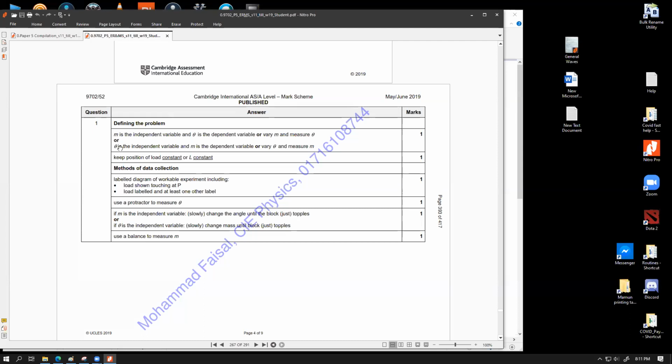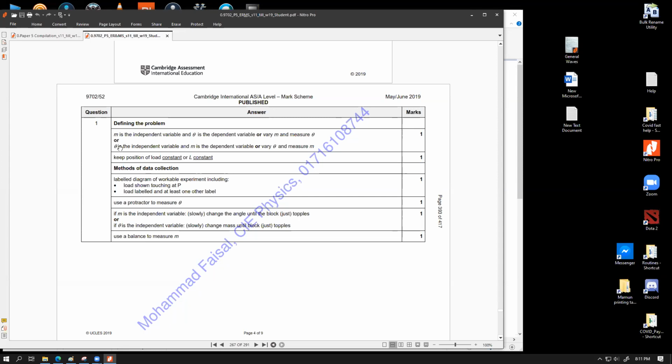Just a second, let me look at the rest. Use a protractor to measure theta. So they have only mentioned the use of a protractor. I don't know why. Okay, they have done that. M is the independent variable. Slowly change the angle until the block just topples. Or theta is the independent variable. Slowly change the mass until the block just topples. Use a balance to measure the M.